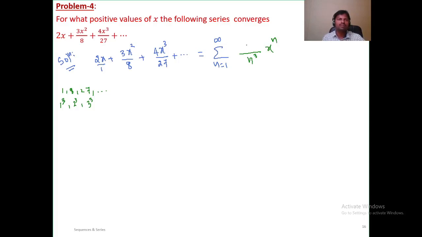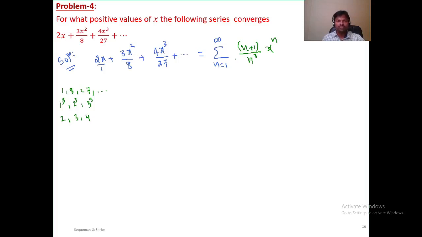And here this term I want, but what are the numerator terms? 2, 3, 4 I am getting. The first term is 2, which means n plus 1 directly. The first term is 2 means n is 1, 2; n is 2, 3; n is 3, 4. Like this we can generate. Okay, now this is the nth term, and before applying the ratio test, what do we want?